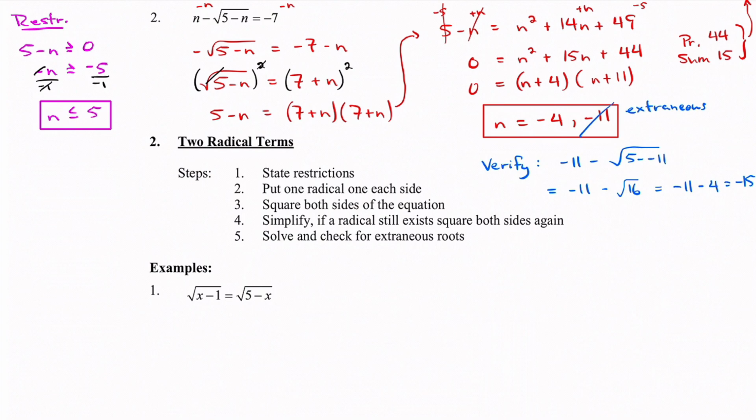So let's start with this number 1 here first. We're going to do our restrictions. And we've got two radicals, so we're going to have to do two different restrictions over here on the left. So I'm going to have x minus 1, that has to be greater than or equal to 0. And then I'm also going to have 5 minus x, that has to be greater than or equal to 0. So let's do the top one there. I'm going to add 1 onto both sides, and I get x is greater than or equal to 1.